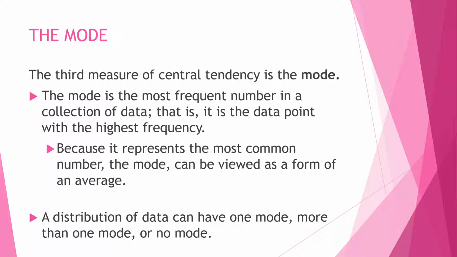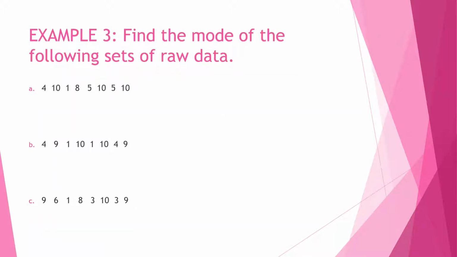So no mode is going to occur when each number appears the same number of times. So each data point occurs the same number of times, so nothing occurs the most frequently. Here's an example. We have 3 data sets, and we're going to find the mode of each of the following data sets. The data sets do not need to be in order from smallest to biggest when you're finding the mode. The only one that they need to be in order for is the median.